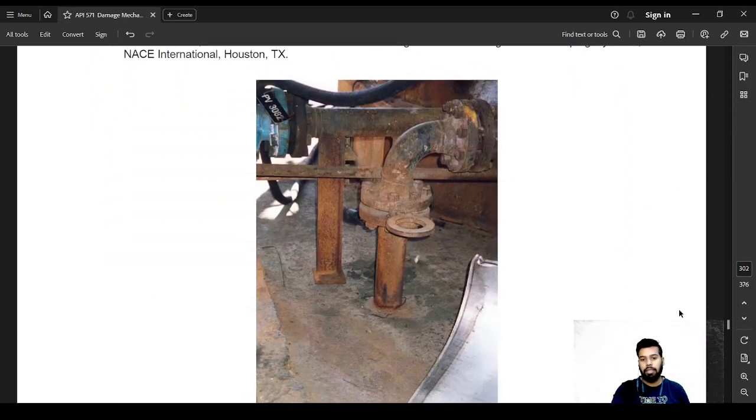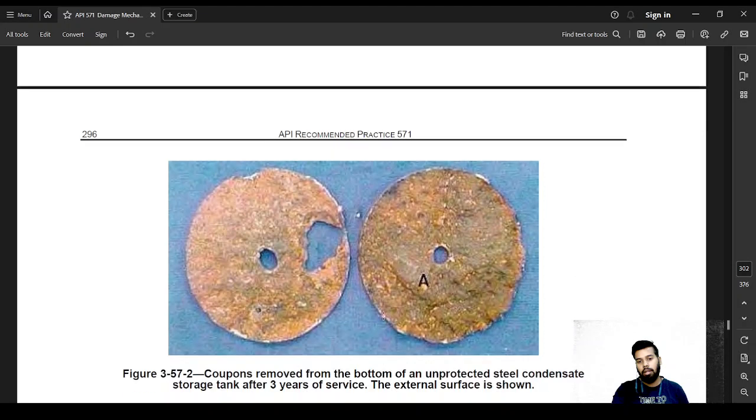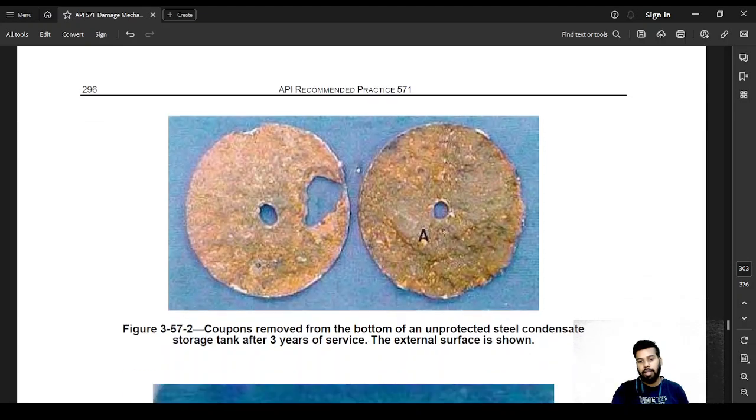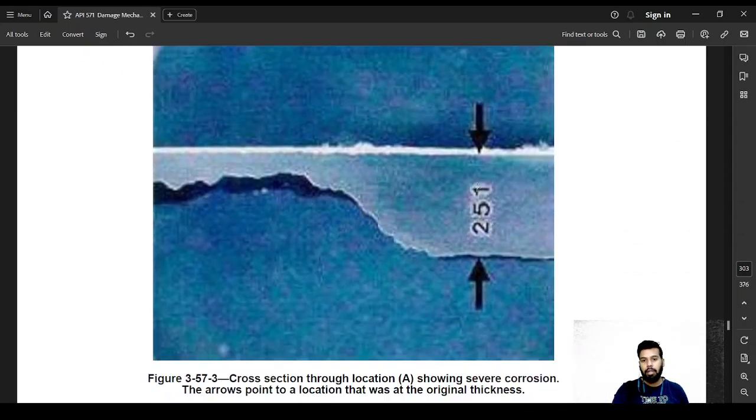So it is something like this. In this area you are able to see the corrosion that is happening. In this area you can see localized thinning. It has been excavated after 3 years of service. This is the original thickness and this is the degradation that is happening due to soil.